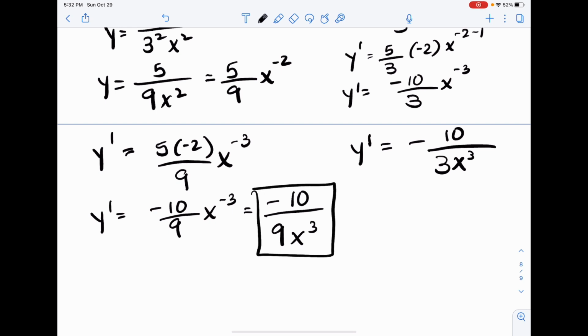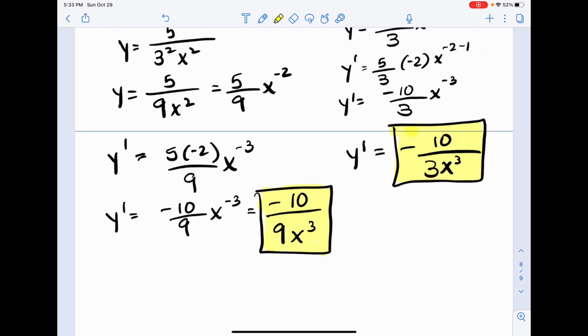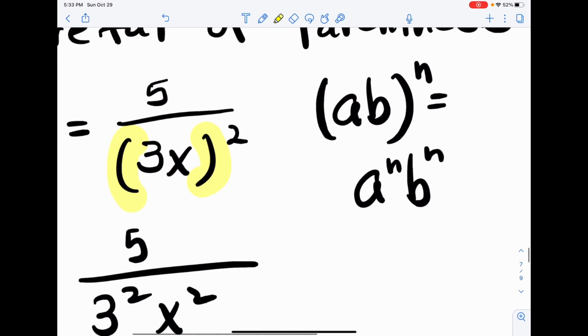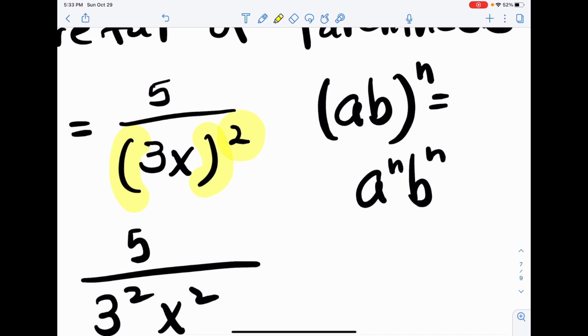Notice that these two answers are not the same. The parentheses changed the game for us. The parentheses mean take whatever's directly in parentheses and raise it to that power. In other words, these parentheses here act like steroids. It allows our squared to lift more.